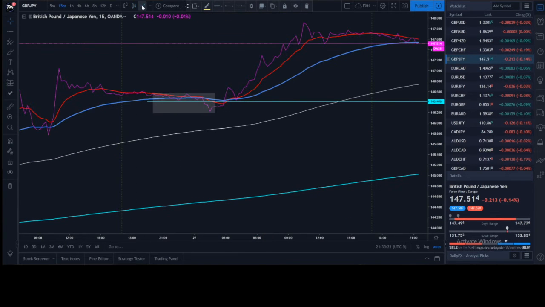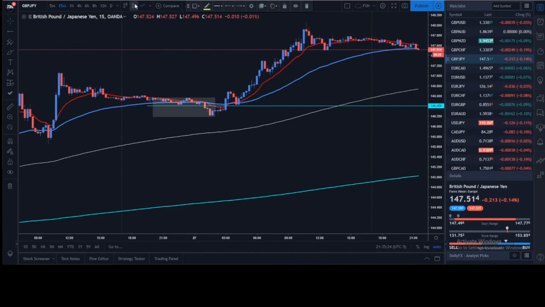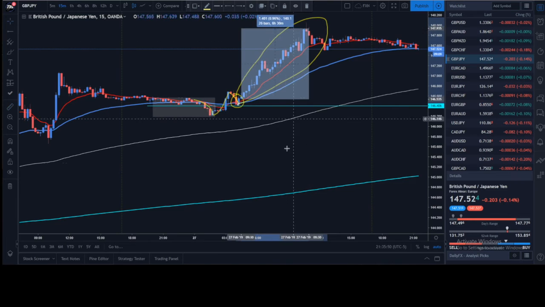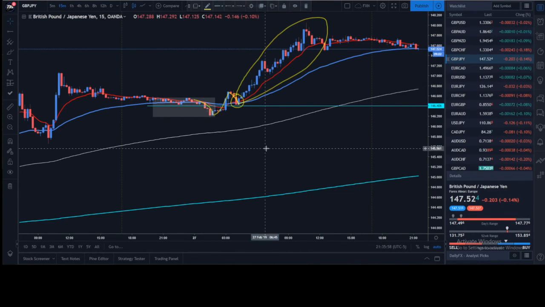Pound JPY. Pound JPY, we ended up getting a type 3 setup here because it came down, and this happened way early towards the end of the Asian range, but we ended up coming back here. We ended up getting that railroad track right there, and there's your trade. Came right back to the middle of the range, and so that trade was 140 pips. One of the best trades of the day.